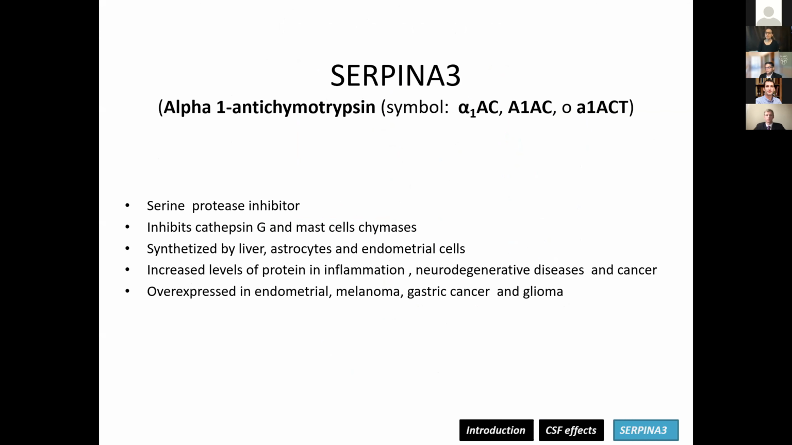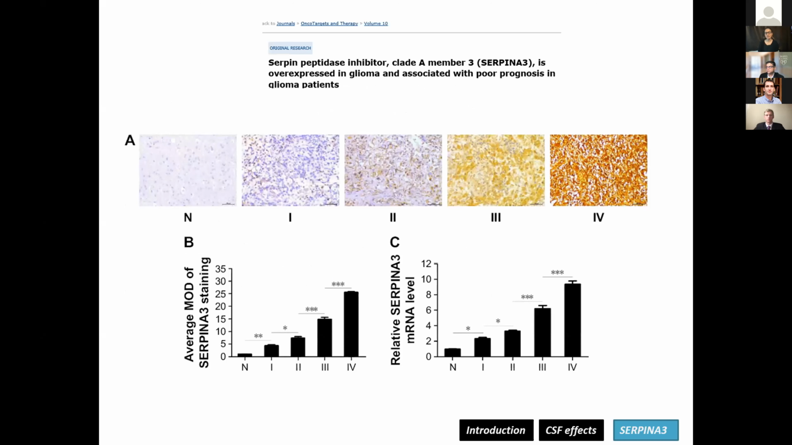So what is this SERPINA3, also known as alpha-1 antichymotrypsin? It's a serine protease inhibitor that inhibits mainly cathepsin G and mast cell chymases. It's synthesized by different cells in the body, including hepatic cells, astrocytes, and endometrial cells. And interestingly, it is increased in inflammatory processes, neurodegenerative diseases, and cancer. Specifically talking about cancer, SERPINA3 is overexpressed in endometrial cancer, melanoma, gastric cancer, and in glioma.